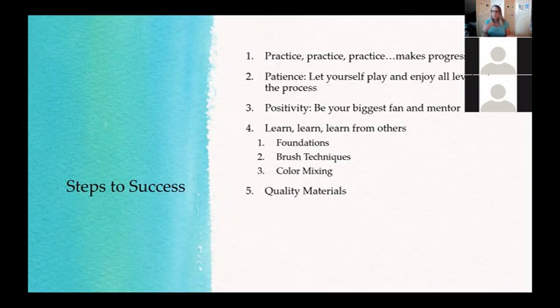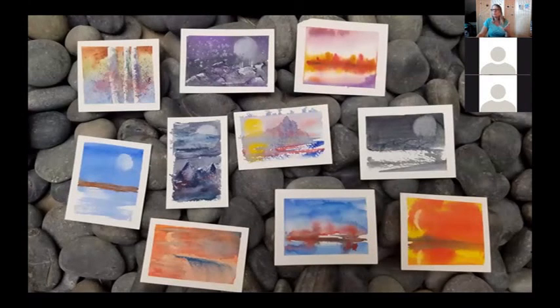Learn. That's what we're trying to do here: the foundations, the brush techniques, the color mixing. Learn all of these things. And then the quality of the materials does matter, but start at your level and move towards that, and just be aware of that, to the point where you don't get too frustrated by the limitations of those materials that you might be using. And then you start doing fun stuff like painting.